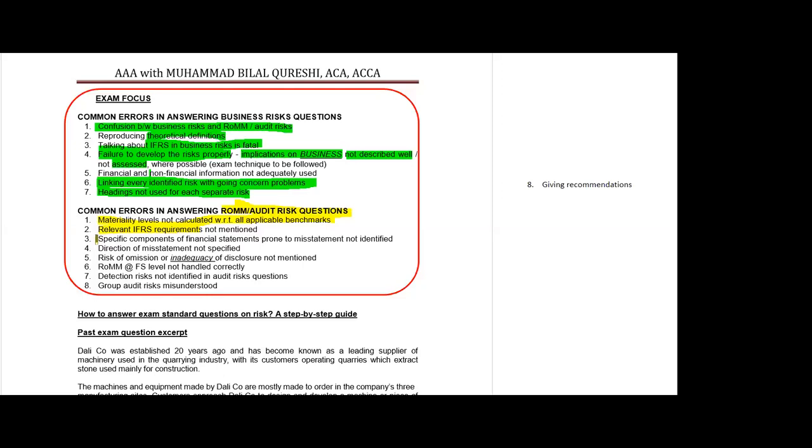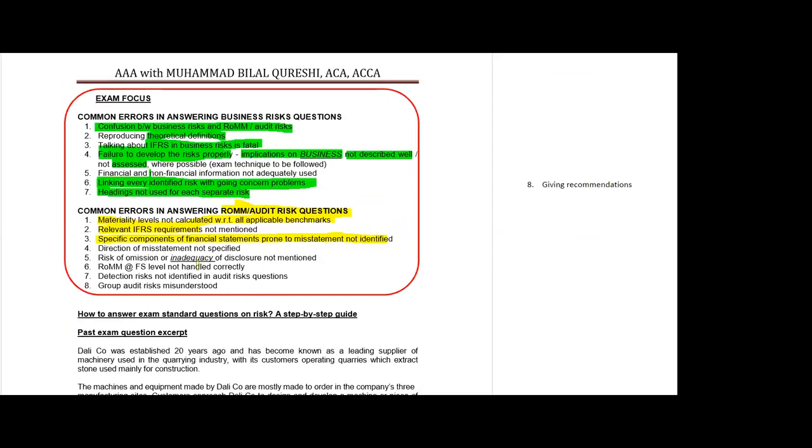Another common error that students commit is that they do not identify the specific components of financial statements prone to misstatement. While for ROMM at FS level, you cannot identify the specific components, and the examiners totally appreciate that, for ROMM at assertion level, you should be very comfortably able to identify which components of the financial statements will be materially misstated. For example, when we were discussing a competitor launching a better product, we said inventory will be overstated potentially, cost of sales would potentially be understated. So we identified the specific components of the financial statements that could be materially misstated. In an exam, you need to specify the components.